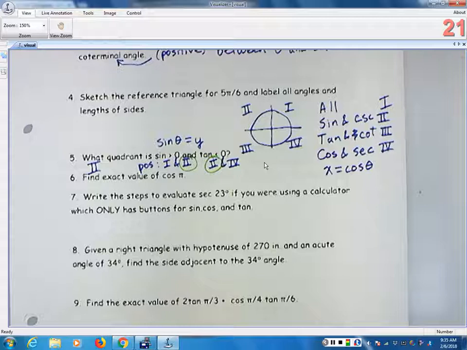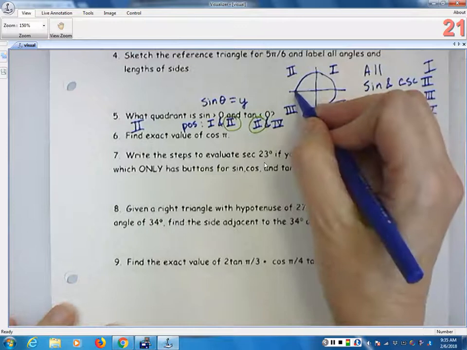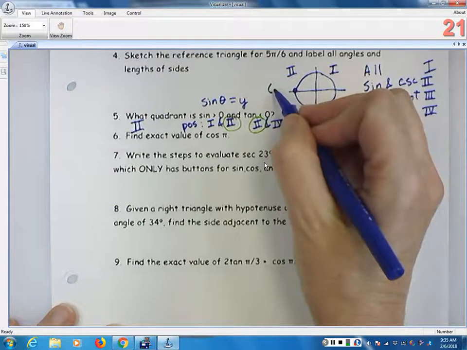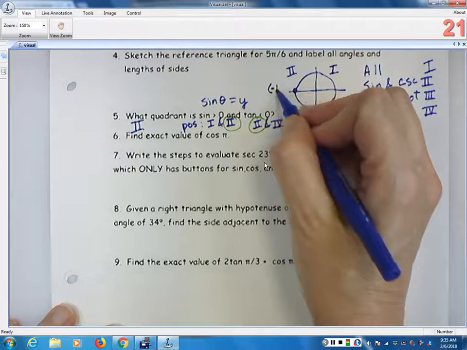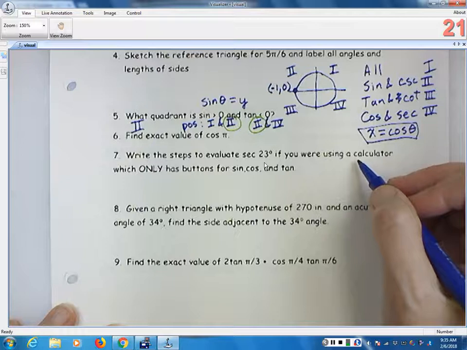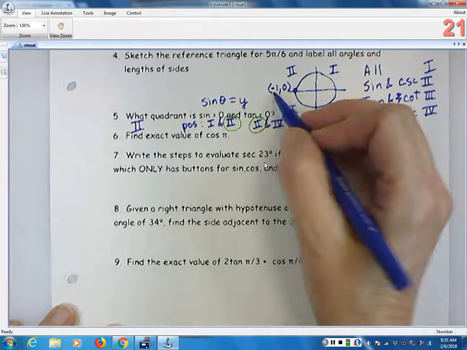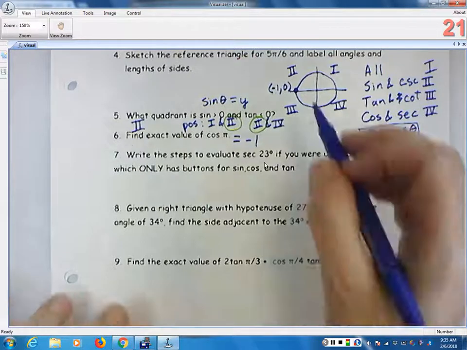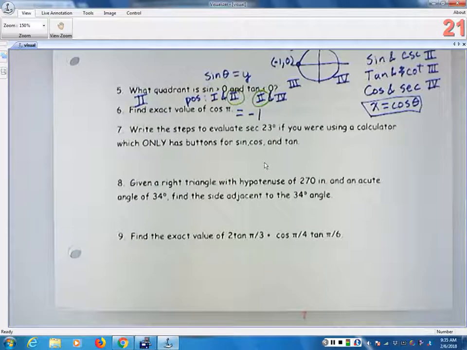Find the exact value of cosine pi. You don't have to show work on that. Here's pi. What's this point? It's (-1, 0). Cosine is x. The cosine of pi is -1. So I would draw a quick sketch, or if you do fill in that circle, just remember you still have only an hour and a half for the test.